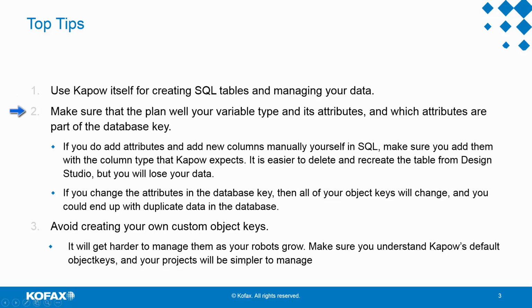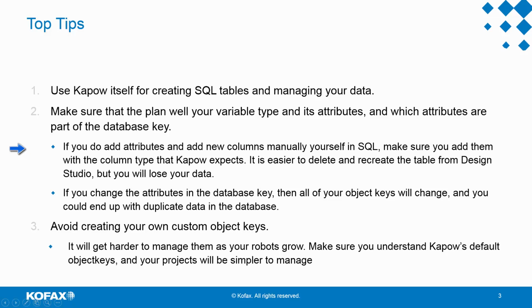Tip number 2 is plan really well your variable types before you use them, before you create the SQL tables. Plan out well how many attributes you need and which attributes are really part of the database key. Any changes you make later can affect your robots, and especially if you've got tables already with thousands of entries in them and you realize you need new columns, you have to be very, very careful. You can usually add the columns manually in the SQL database, but be very careful and make sure you've got backups so that you don't lose your data and don't desynchronize your tables with Kapow.